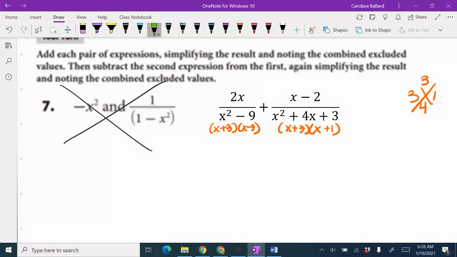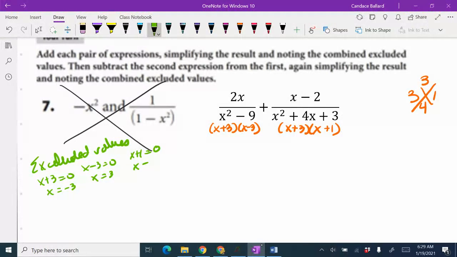If I'm going to talk about excluded values, I basically want to set each one of those things equal to 0. So x plus 3 equals 0 and solve it, x minus 3 equals 0 and solve it, and x plus 1 equals 0 and solve it. So I've got x equals -3, x equals 3, and x equals -1 are my excluded values.